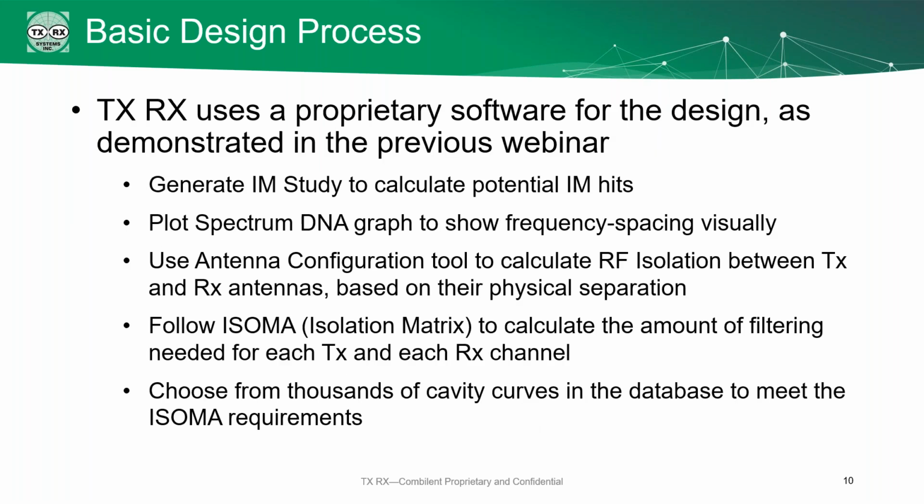The actual design process by TXRX engineers is done with the help of a TXRX design software package, which was the topic of the previous webinar on what we call the toolkit. The key functions we perform are generating the IM study, plotting the spectrum DNA graph, calculating antenna isolation, and then following the isolation matrix or isomate to decide how much filtering is needed for each channel, and then choosing the right cavity from thousands of curves in the TXRX toolkit library.